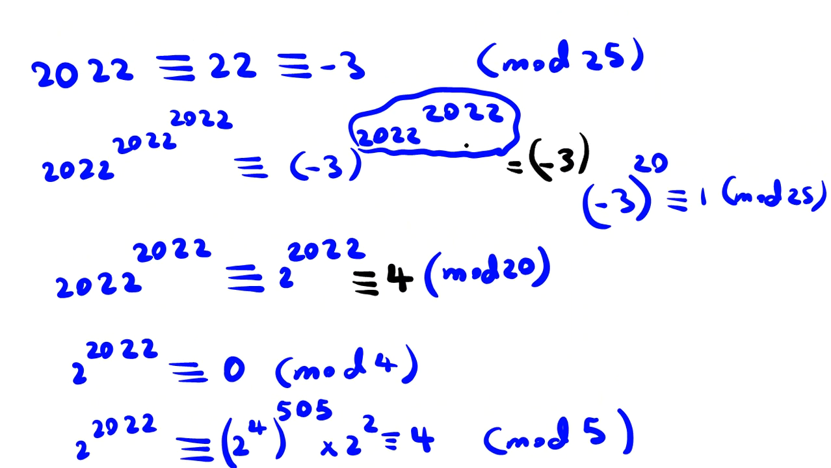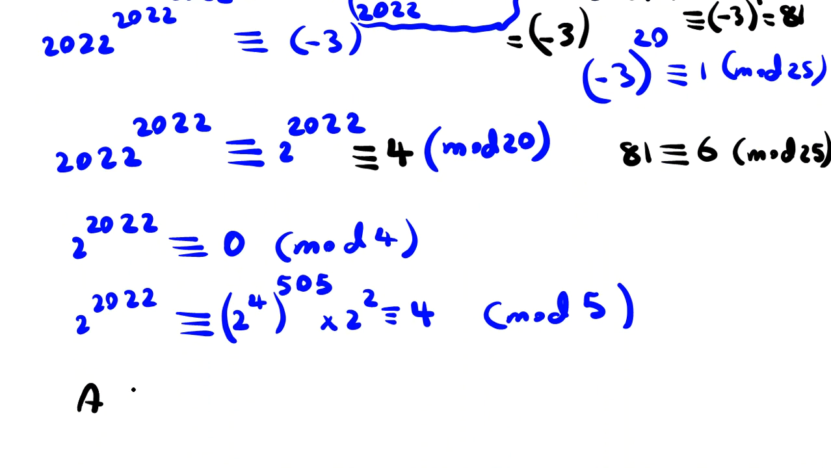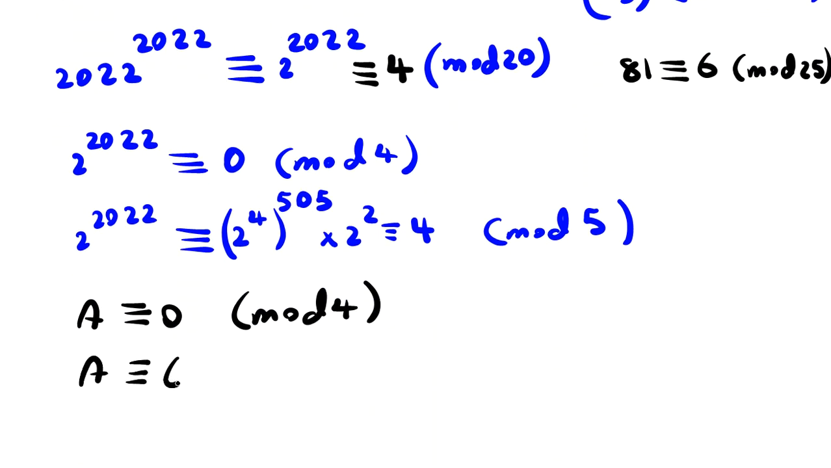Negative 3 to the power of 20q plus 4, and negative 3 to the power of 20 is 1. So it will be negative 3 to the power of 4, and it will be 81. So 81 mod 25 is what? Because we are considering mod 25, 81 mod 25 is 6. Now we found that A mod 4 is 0, and A mod 25 is 6.